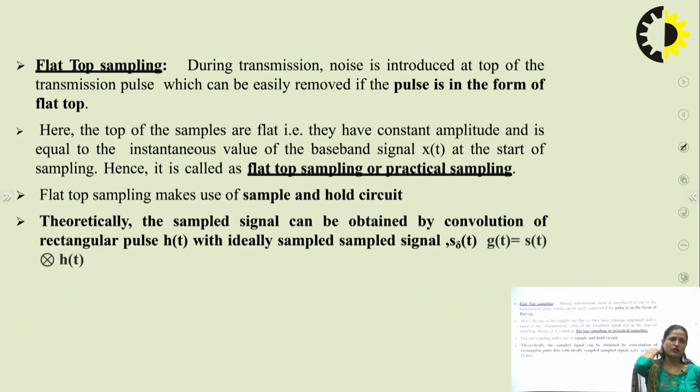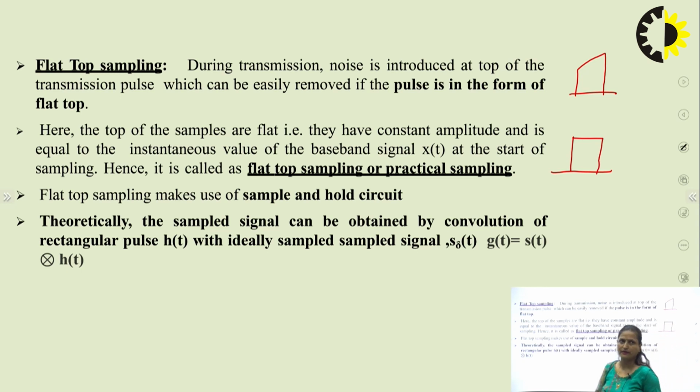The third one is flat top sampling. What is the reason we are going to the flat top? In natural sampling, the tops of the sampled signal are the same as your continuous signal, so this will be affected by noise. To remove the noise component in the sampled version, we move towards flat top sampling. During transmission, noise is introduced at the tops of the transmission pulses, which can be easily removed if the pulse is in the form of a flat top. It means in natural sampling your tops are like this, and if we can make the pulses like this, then the noise effect will be less.